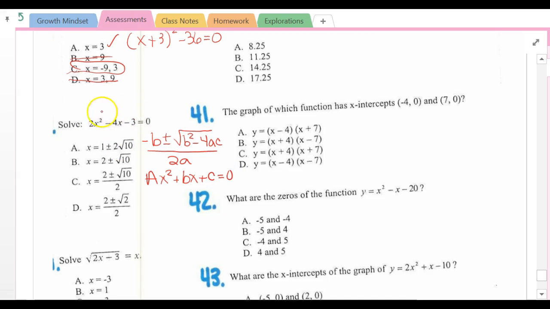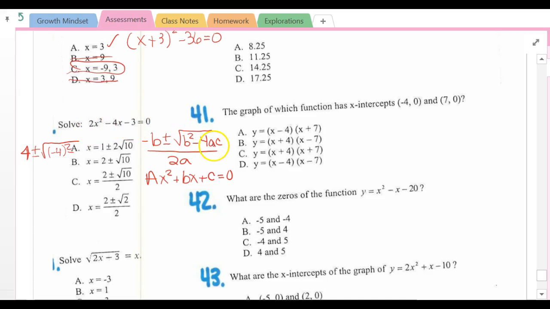So I've got to take these components right here and put them into my quadratic formula. So the opposite of b in my equation right here is negative 4. So the opposite of a negative 4 is a positive 4. Plus or minus the square root of b squared, and we said that is a negative 4 squared, minus 4 times a times c. Well, a is 2 and c is a negative 3.